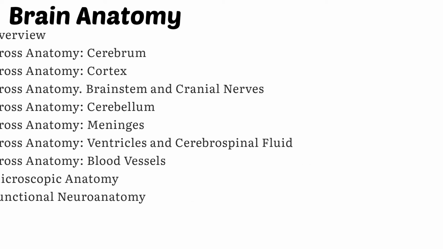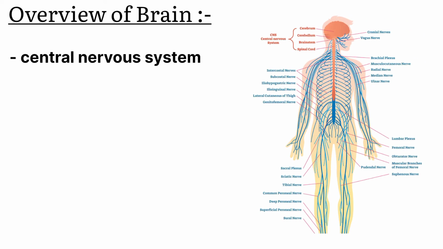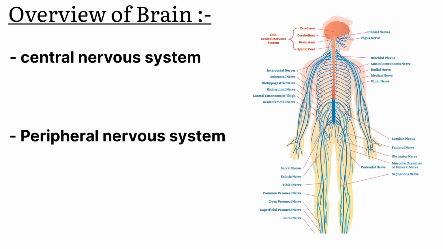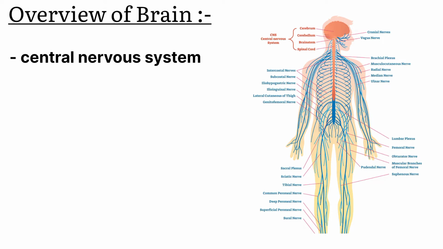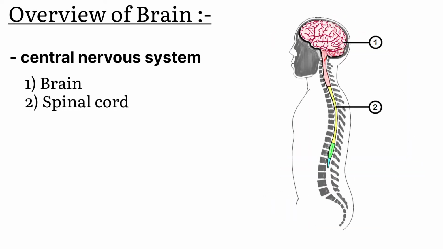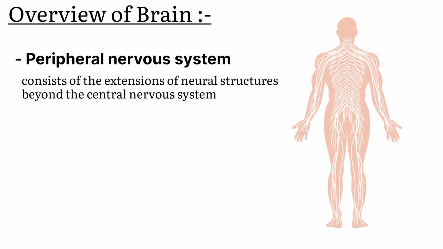Let's get started with an overview of the brain. It consists of the central nervous system and peripheral nervous system, out of which the central nervous system consists of the brain and the spinal cord, and the peripheral nervous system consists of the extensions of neural structures beyond the central nervous system and includes somatic and autonomic divisions.